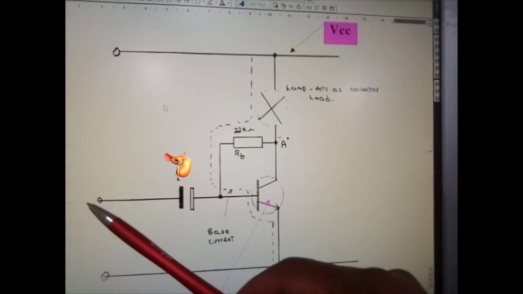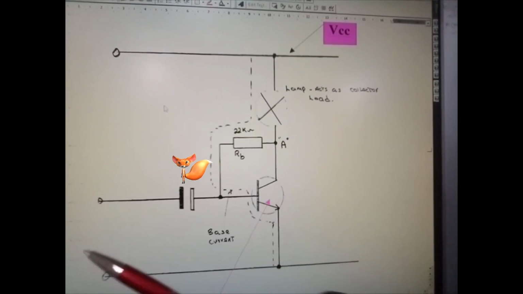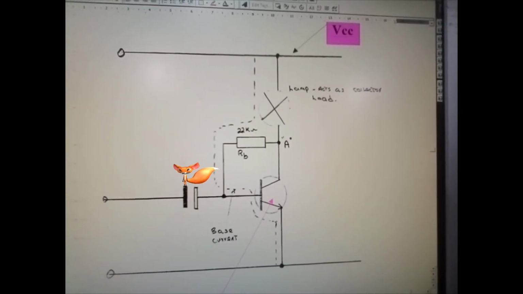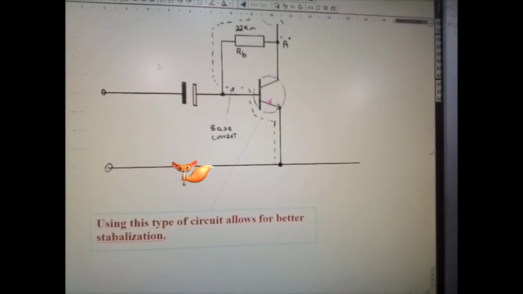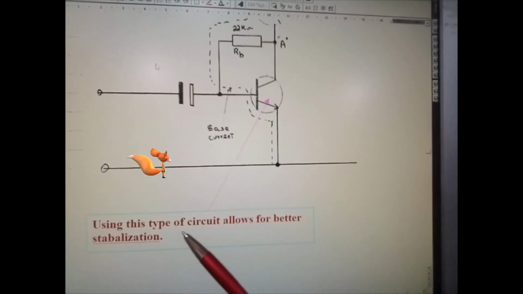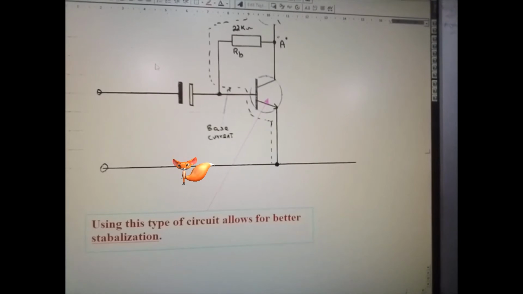Again here, input points. Okay, input points. And using this type of circuit allows for better stabilization.